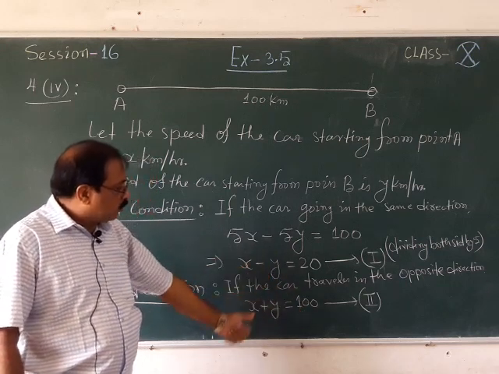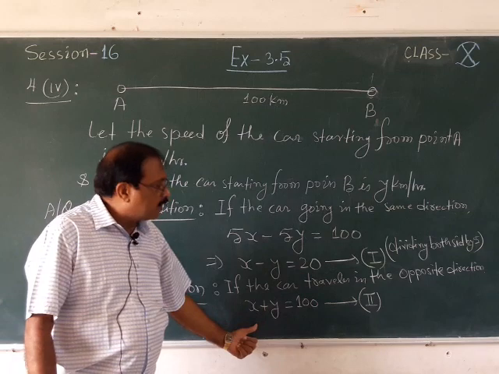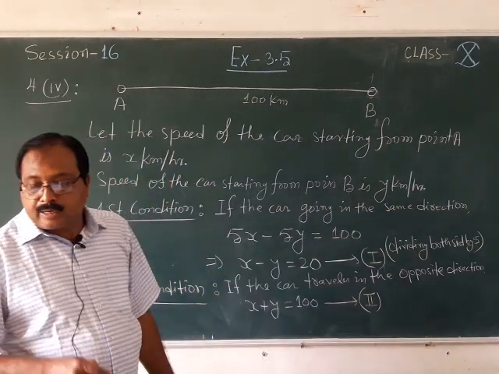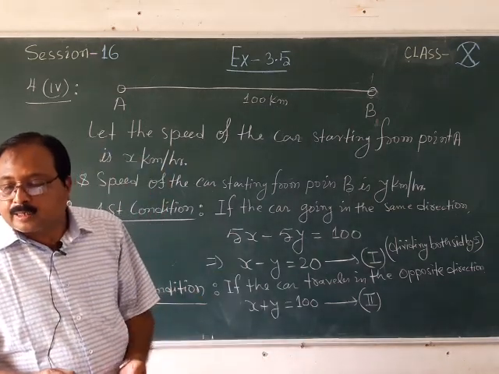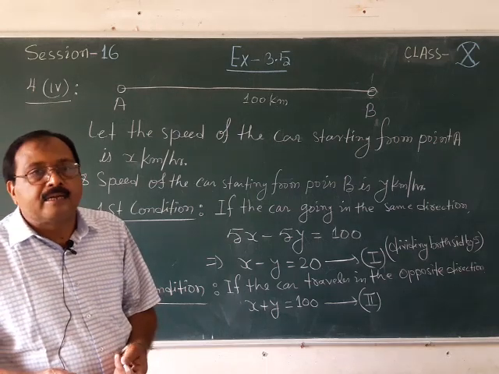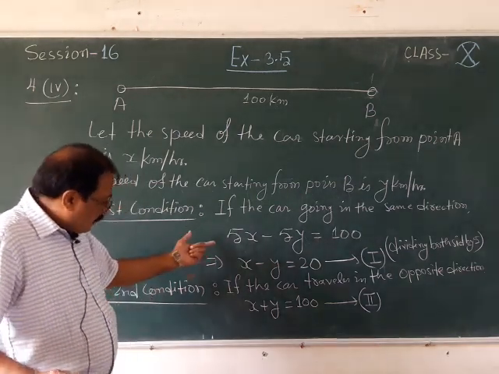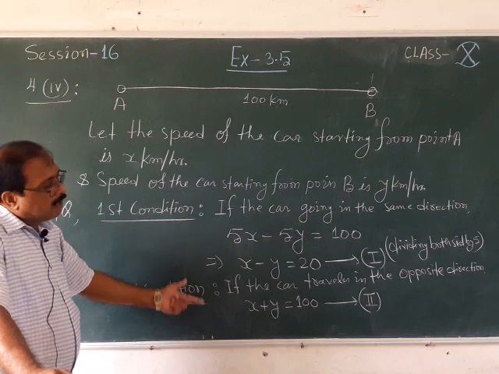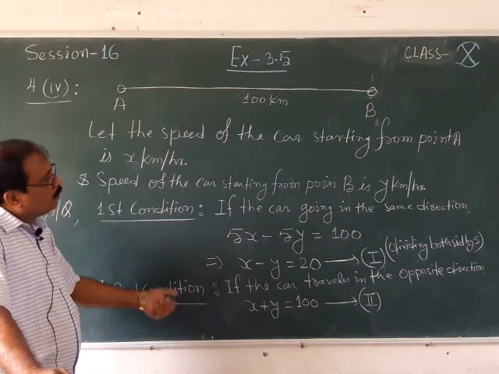Like this you have two equations, equation number 1 and equation number 2, and now you can solve these equations using any method, and no doubt I will use the cross multiplication method to solve it. So just copy this down.